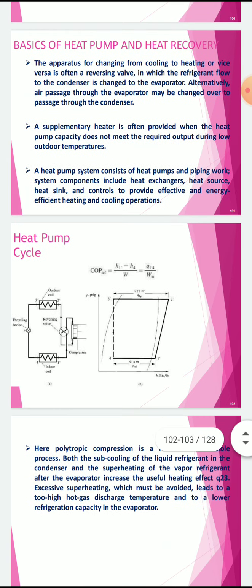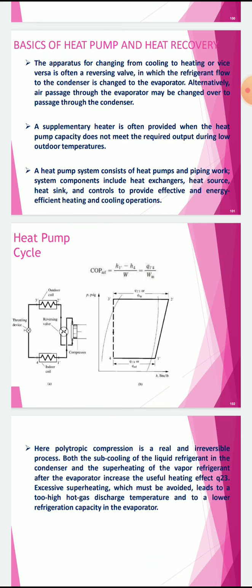Heat pump cycle, on the p-h graph. The curves are saturation curves, and 1 to 2 is compression, 2 to 3 is condensation. In 2 to 3 the heat will be rejected. That is what is our desired effect actually.